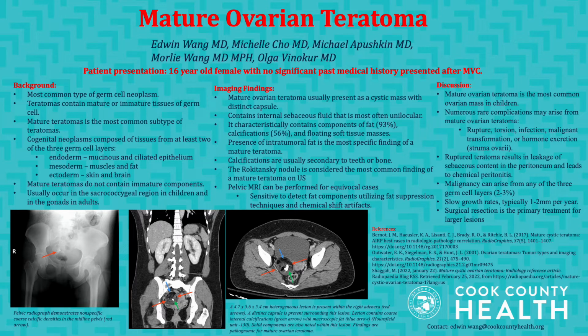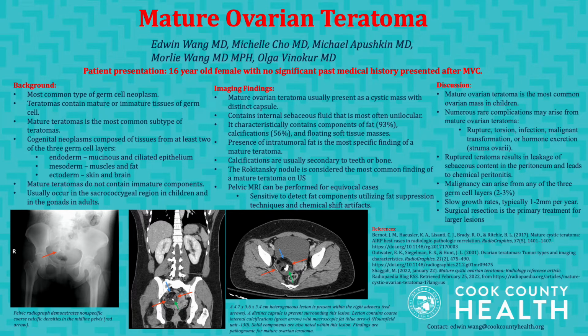So for just discussing some imaging findings, our patient is totally asymptomatic, and this is an incidental finding. So usually mature ovarian teratomas present as a cystic mass with distinct capsule. It usually contains internal sebaceous fluid that is most often unilocular. It characteristically contains components of fat, which can be seen in up to 93% of cases, calcifications, which can be seen in up to 56%, and floating soft tissue masses.